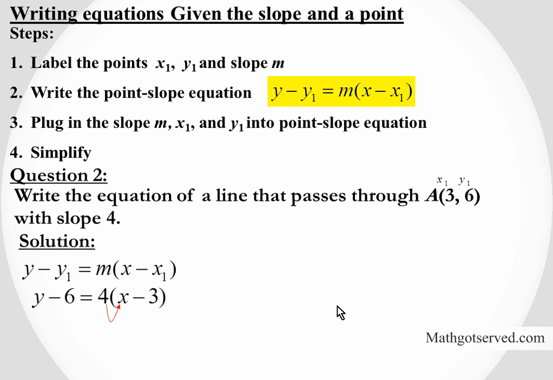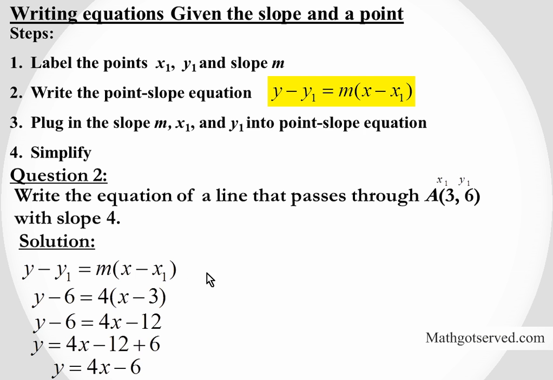We just distribute the 4 into the two terms in the parentheses, so we're going to have y minus 6 equals 4x minus 12. Then to get y isolated, we'll just add 6 to both sides, and then we'll have y equals 4x minus 12 plus 6. Our final answer is y equals 4x minus 6. All right, so there you have it.